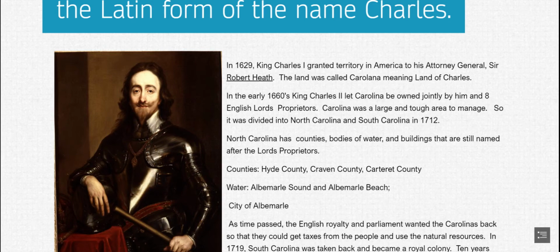Now, Carolina was a large and tough area to manage. So it was divided into North Carolina and South Carolina in 1712. And some of the names of these 8 lord proprietors can still be found around North Carolina on bodies of waters, buildings, and counties. For example, Hyde County, Craven County, and Carteret County, Albemarle Sound, and Albemarle Beach are all named after the 8 lord proprietors.